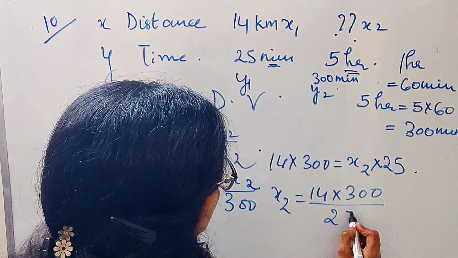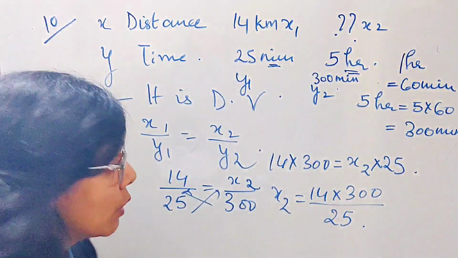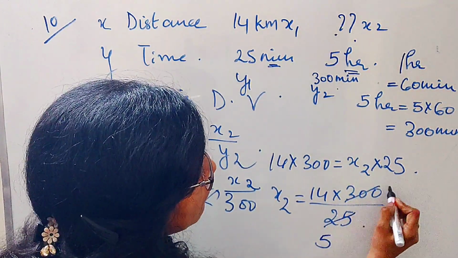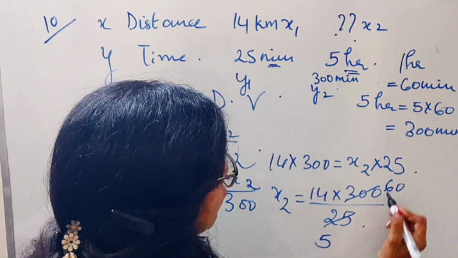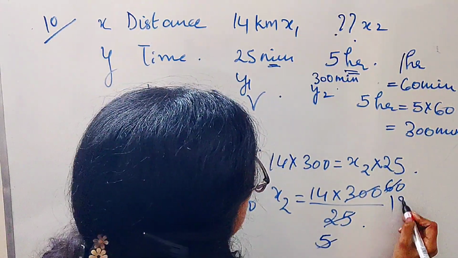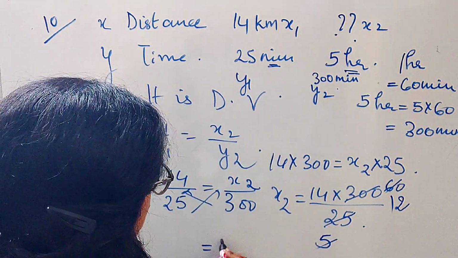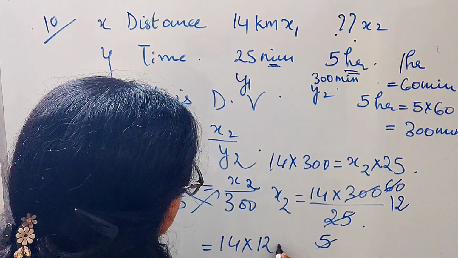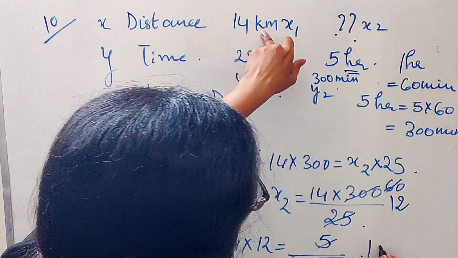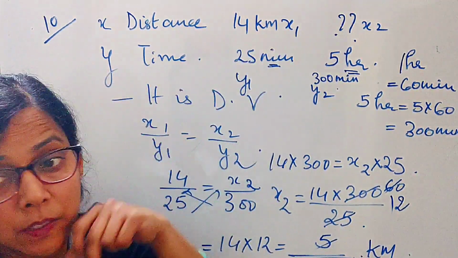Okay, cut it. Let's cut it with 5. 5 5s are 25, 5 6s are 30, 0. Then again cut it with 5. 5 1s are 5 and 5 2s are 10. So 14 into 12. You just multiply and give the answer, and that would be the answer in kilometers. 14 12s are, what will be your answer? You can find it out yourself.